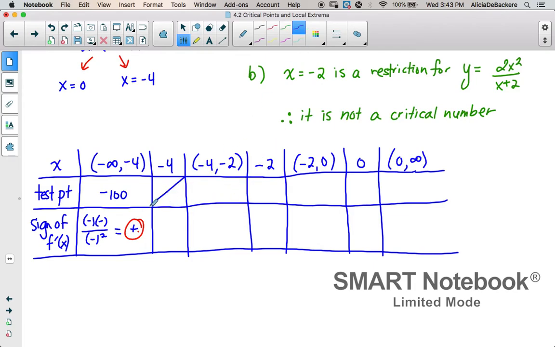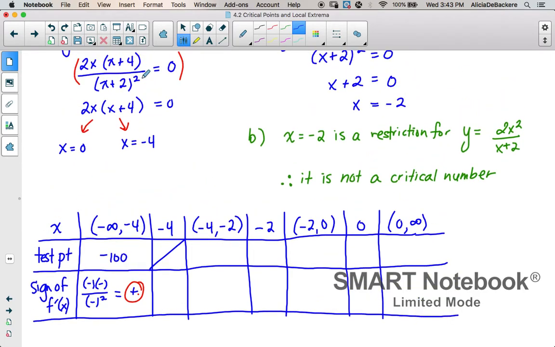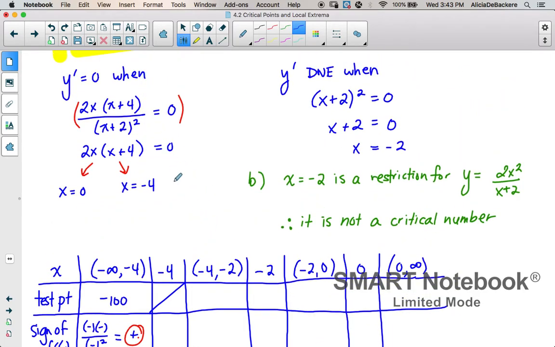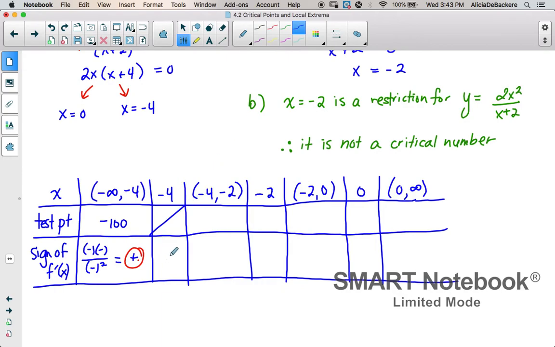All right, now I don't need to check negative 4. I came up with it from the derivative being equal to 0, right? That's where we came up with this. I just noticed a mistake in my chart. I'm talking about f of x all of a sudden in my chart, but there is no f of x, so I should have y prime here.